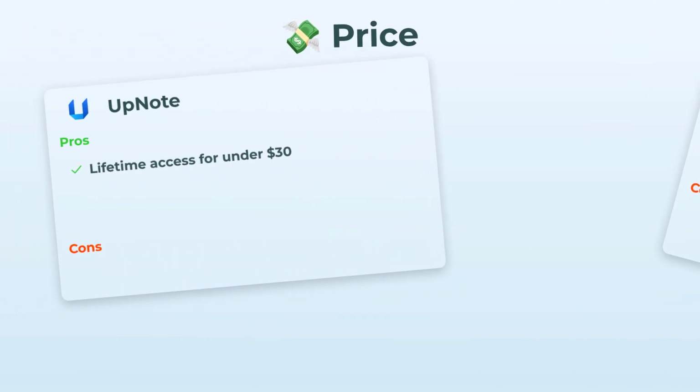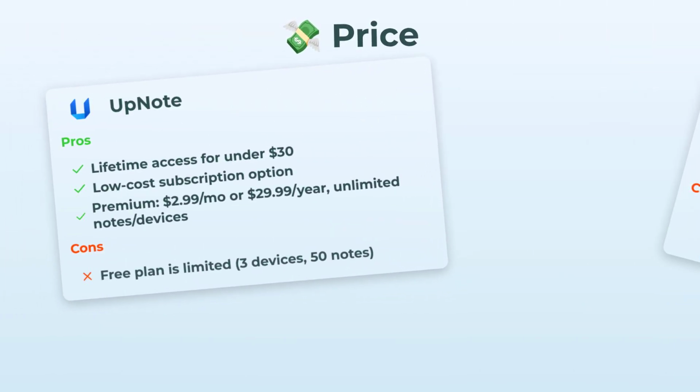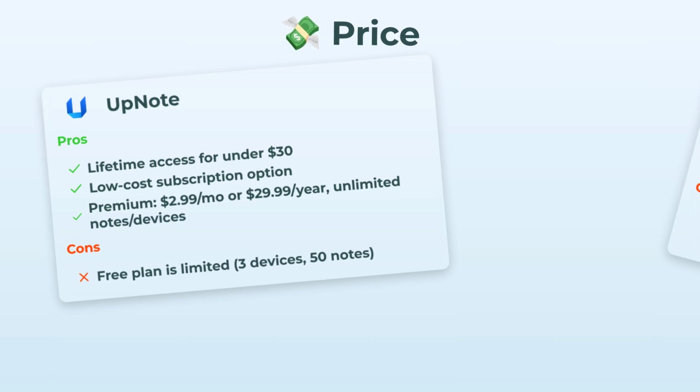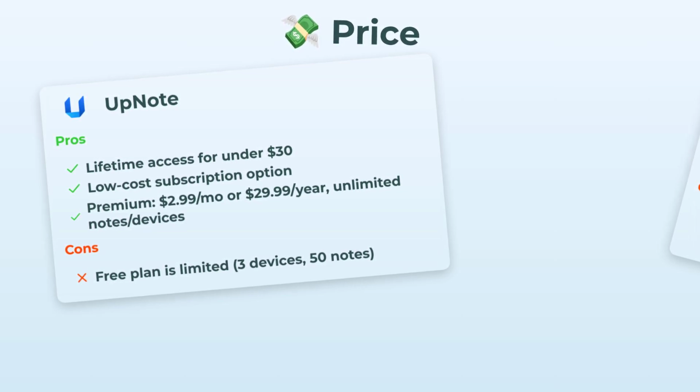Alright, starting off with price, it's always the first thing we care about. So UpNote, honestly, for under $30 you get lifetime access. Pretty wild, right? Or you can do a monthly thing for about $3. Premium gets you unlimited notes, unlimited devices, the works. Downside, if you're on the free plan, expect limitations, just 50 notes and 3 devices.